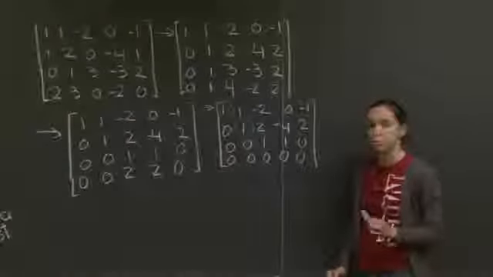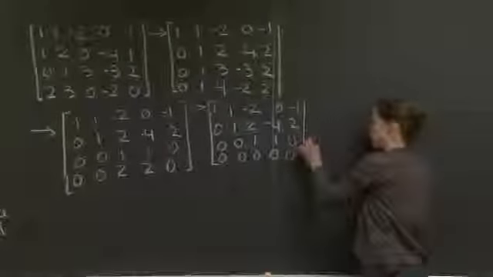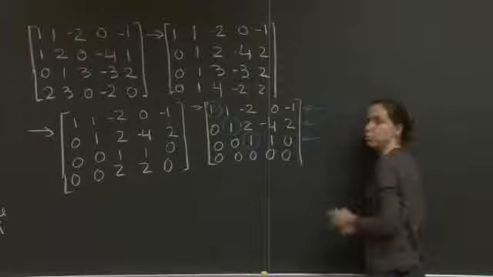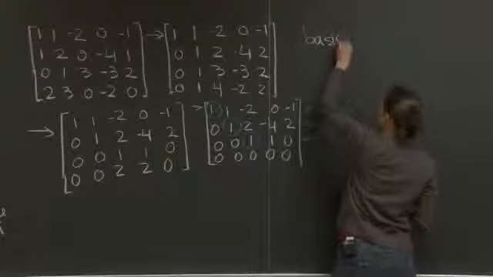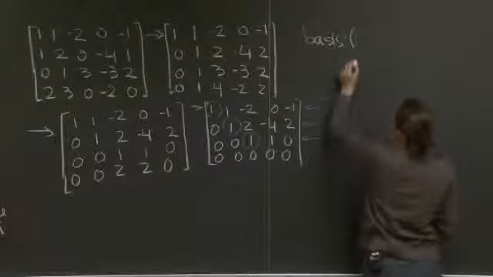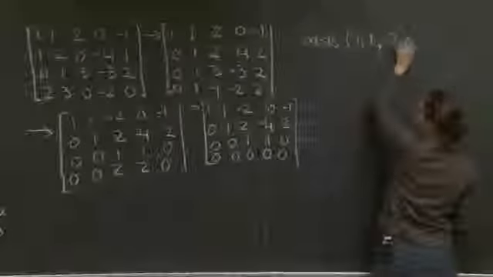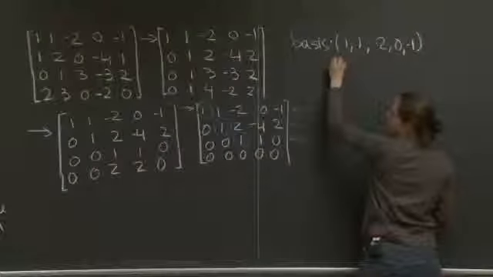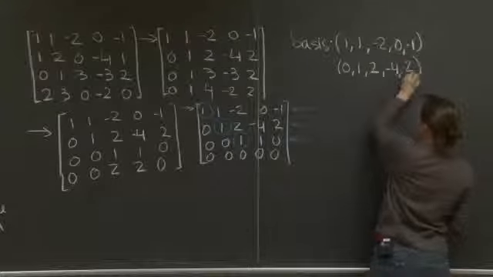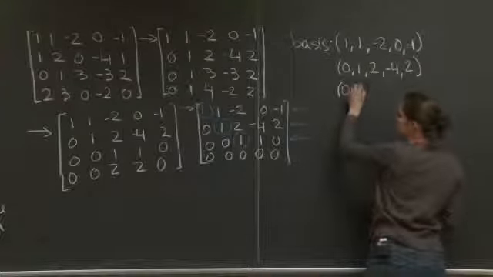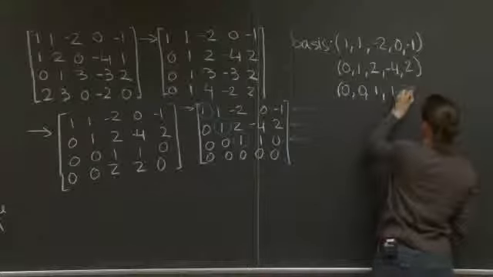So the elements for a basis will be these 3. Let me write that. Basis: 1, 1, minus 2, 0, minus 1; 0, 1, 2, 2, 0; and 0, 0, 1, 1, 0.